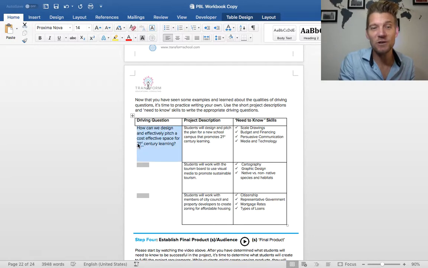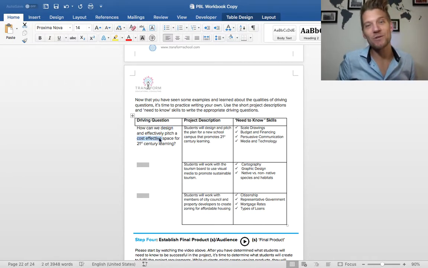Through 21st century learning, they're going to have to learn about, well, what is that? Effectively pitch gets to my persuasive communication right here. Design gets to scale drawings. And budget and financing, cost-effective. Notice how I have those parameters built into the driving question based off the project description and the need to know skills. So I just took you through the process of designing one driving question.